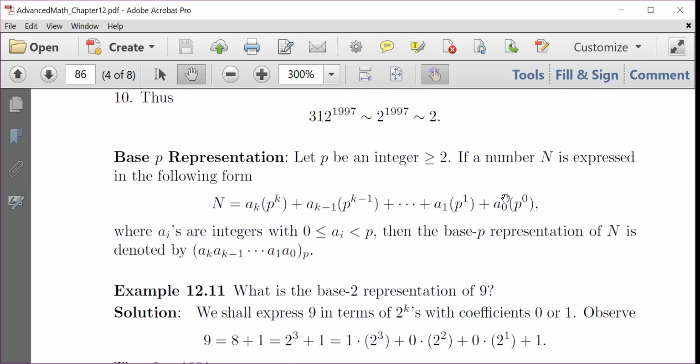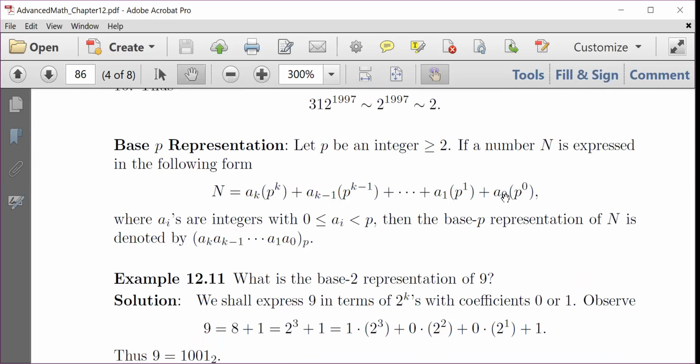This 1, 0, 0, 1, I use the same digits we use in our base 10 system. I could use A, B, C, but normally we use the same digits. So I can use 1, 0, 0, 1 to represent the number 9, and I put a subscript 2 there because I use the base 2 system.